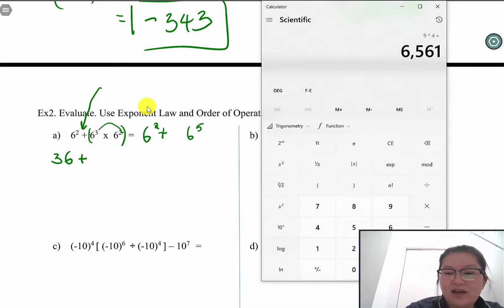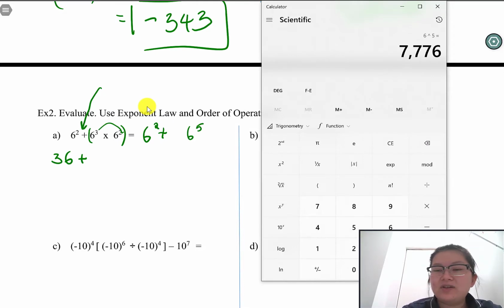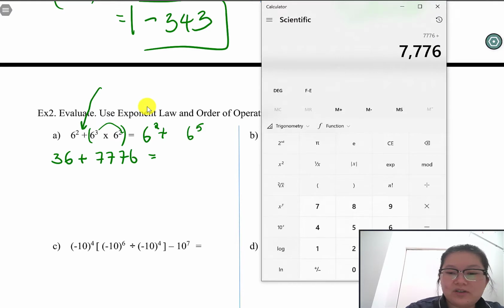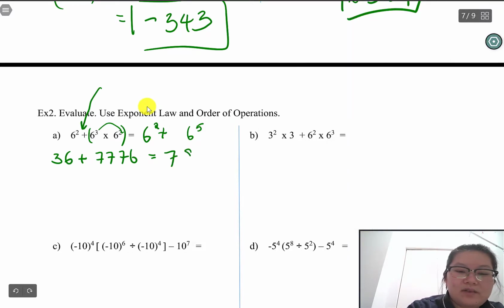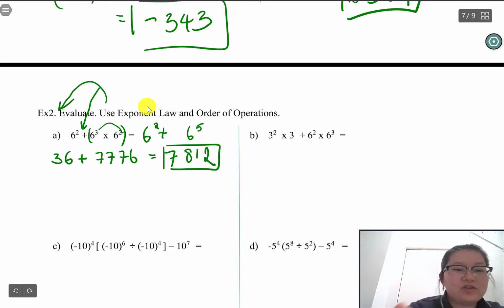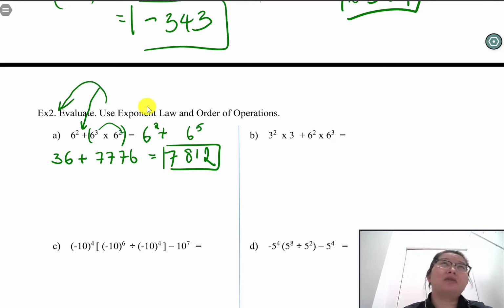I can't do that in my head. So that's going to be 6 to the power 5, 7, 7, 6. And after adding them together, we're going to get 812. And that's our final answer. Because actually, this instruction should have come first: use exponent law to show your work, and then order of operations, then evaluate. So that's kind of how we do that.